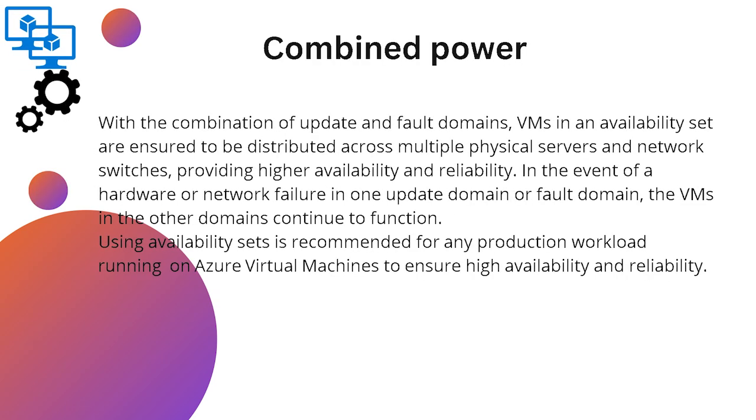Now, we use the combined power of update and fault domains, which makes sense logically, as you want to have an update domain and a fault domain to make sure you have combined availability of your software. With this combination, VMs in an availability set are ensured to be distributed across multiple physical servers and network switches, providing high availability and reliability. In the event of a hardware or network failure in one update domain or fault domain, the VMs in another domain continue to function. Using availability sets is recommended for any production workload running Azure virtual machines to ensure high availability and reliability.